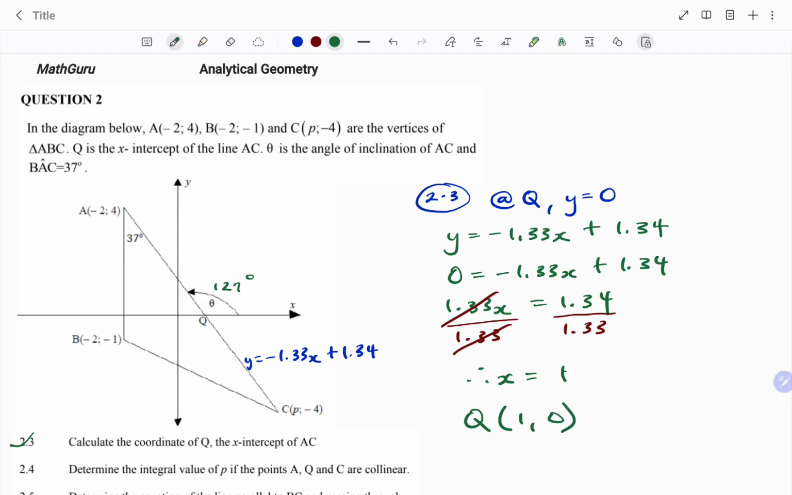The next question says, determine the integral value of p if the points A, Q, C are collinear. Collinear points are points that lie on the same line.